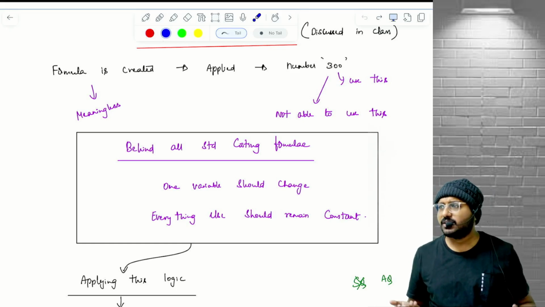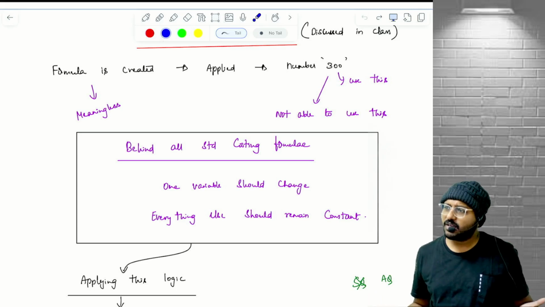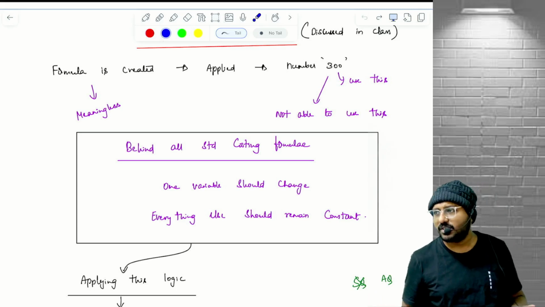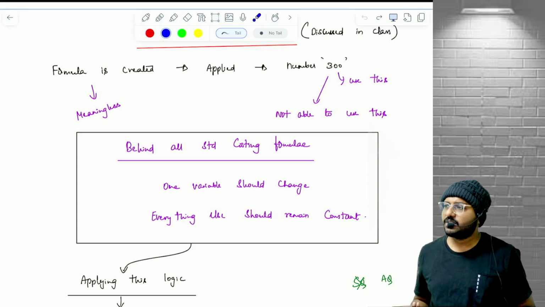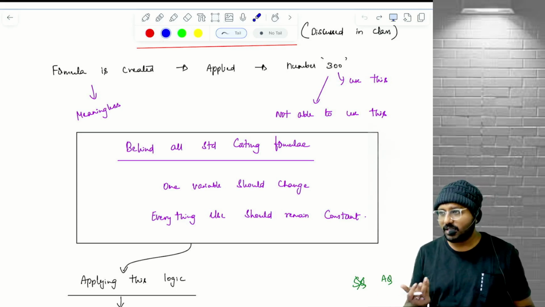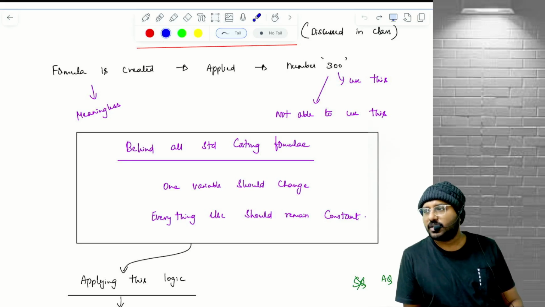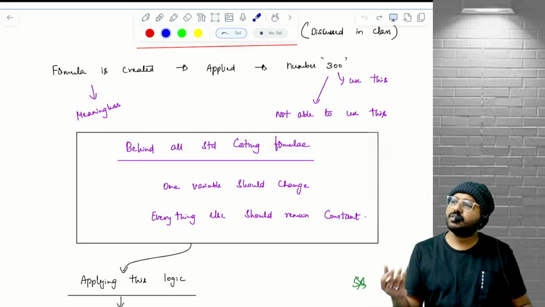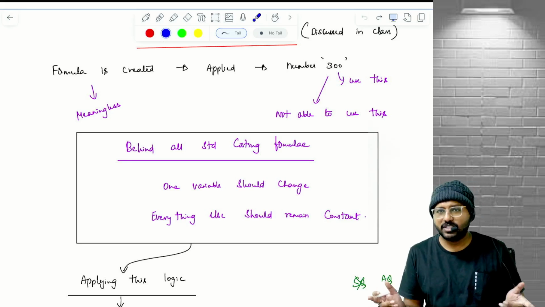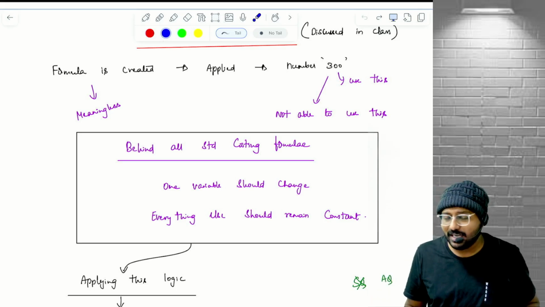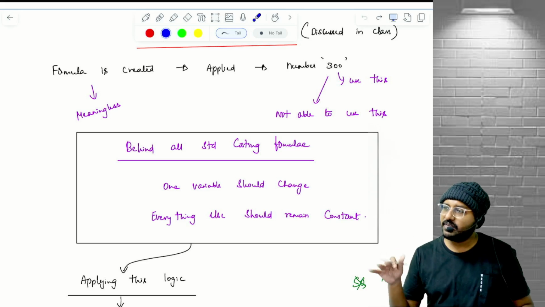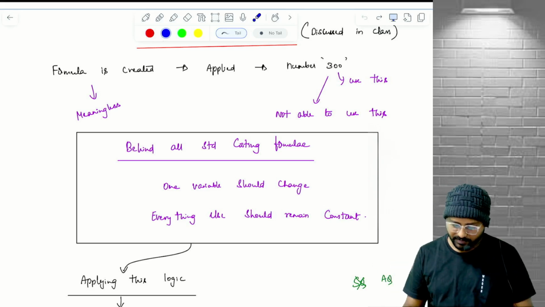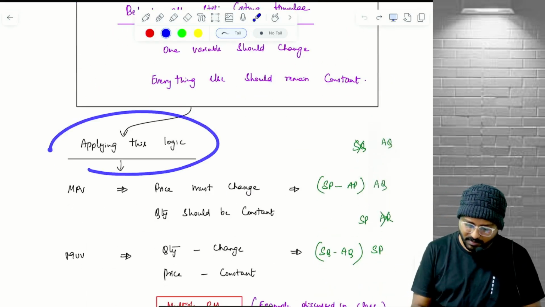You got the point? For example, material price variance. What will change, sir? Price will change, sir. Everything else will be constant, sir. Usage variance means what will change, sir? Usage will change, sir, which is nothing but quantity. Everything else will be constant. Got the point? Similarly, mix variance. What will change? Mix will change. Everything else will be constant. Yield variance. What will change? Yield will change. Everything else will be constant. Got it? Chalo. Now let's apply this logic.